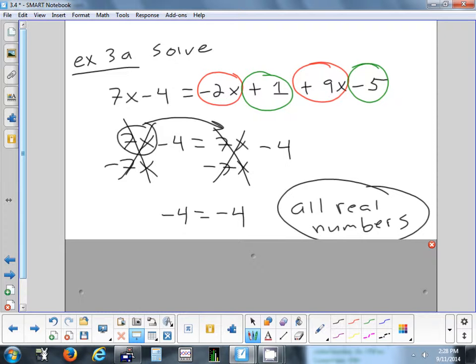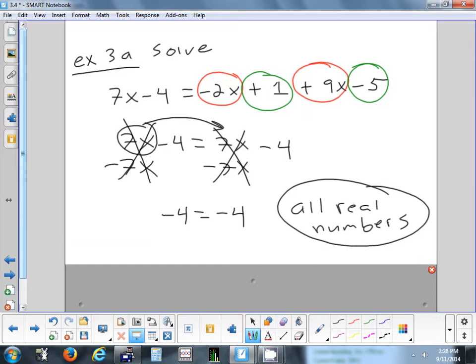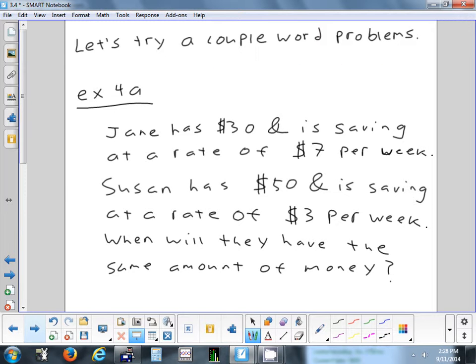That means that any number is a solution to this equation. So if you pick any number, it will always work. Does anybody have a question on that? Okay, so on the test tomorrow, if all your variables cancel out, you're checking for one of two things. Either no solution or all real numbers. Okay, all right, let's look at our last problem.